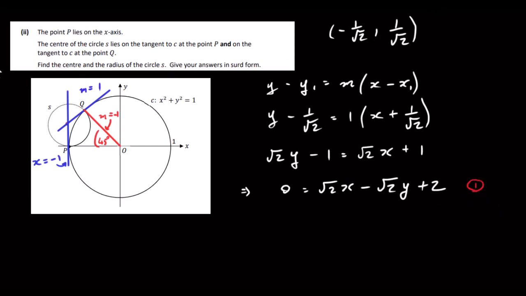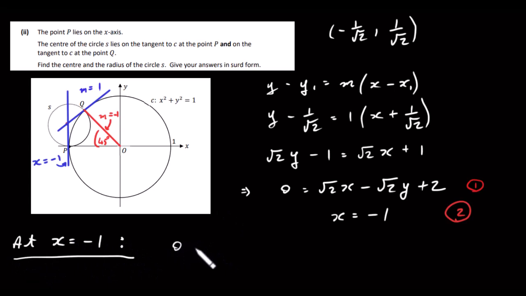Our second equation, the vertical line, is just x equals -1. So we're just doing simultaneous equations with these. We're going to substitute -1 in here for x, and that'll give us our y. So at x equals -1, equation 1 will give us 0 equals root 2 times -1, so that's minus root 2, minus root 2y plus 2.